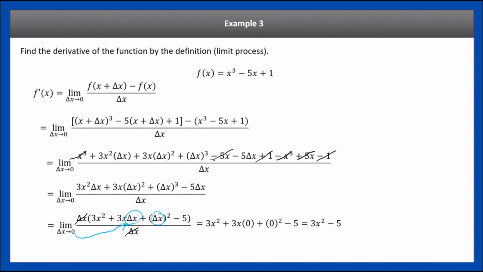So plugging that into the limit, this goes away, which leaves you with 3x squared minus 5. So there's my derivative. Hopefully you might be seeing a shortcut, a quick way of doing this. If not, that's okay. In another lesson, we'll look at some derivative rules. But for now, in this lesson, we're looking just at the limit definition. But there's our derivative.